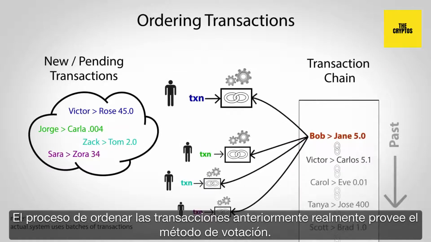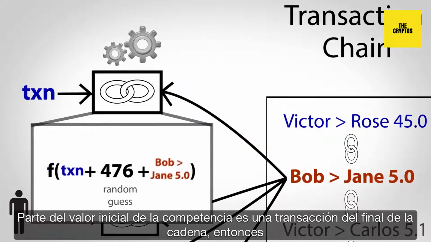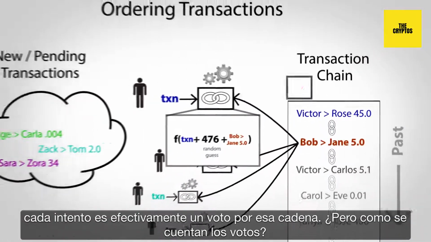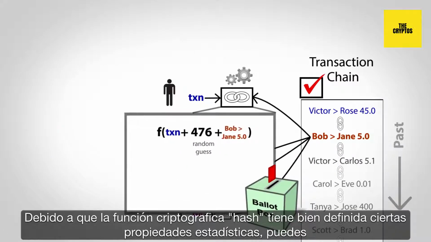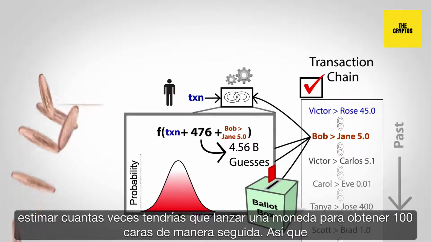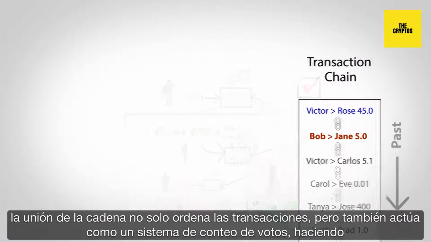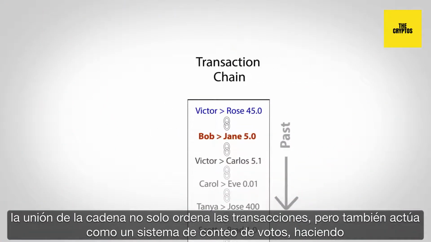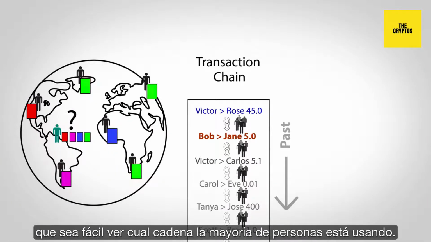The transaction ordering process described before actually provides the voting system. Part of the input to the linking problem is a transaction from the end of a chain, so each guess is effectively a vote for that chain. But how are all the votes tallied? Because the cryptographic hash function has well-defined statistical properties, you can look at any given answer and estimate how many guesses it took to find it, just like estimating how many coin flips it would take to get 100 heads in a row. So the links in a chain not only put transactions in order, but also act as an effective vote tally, making it easy to see which chain most people are using.